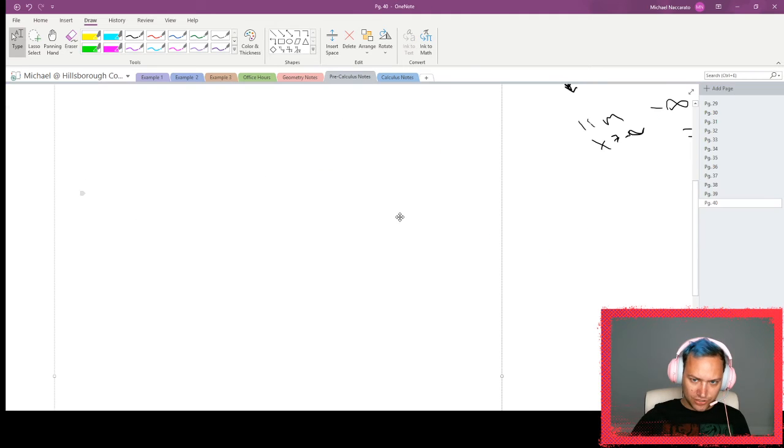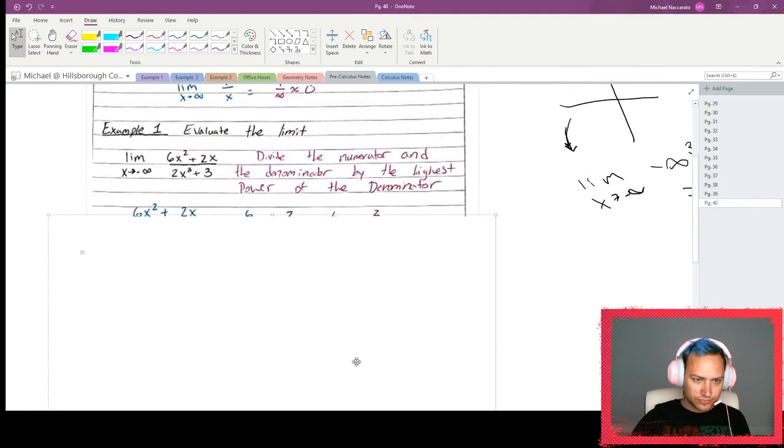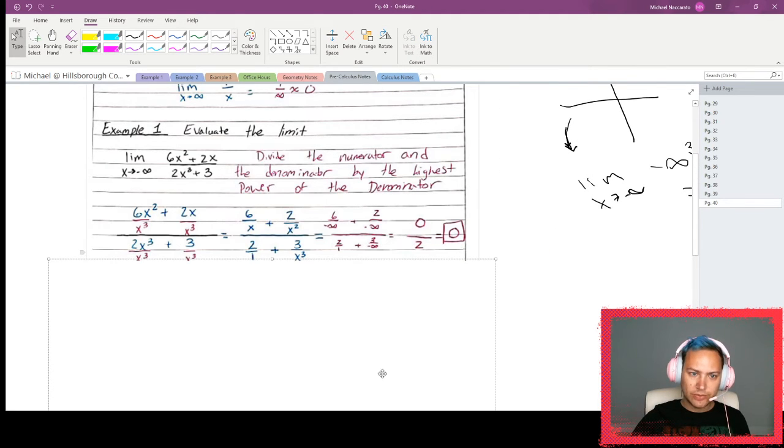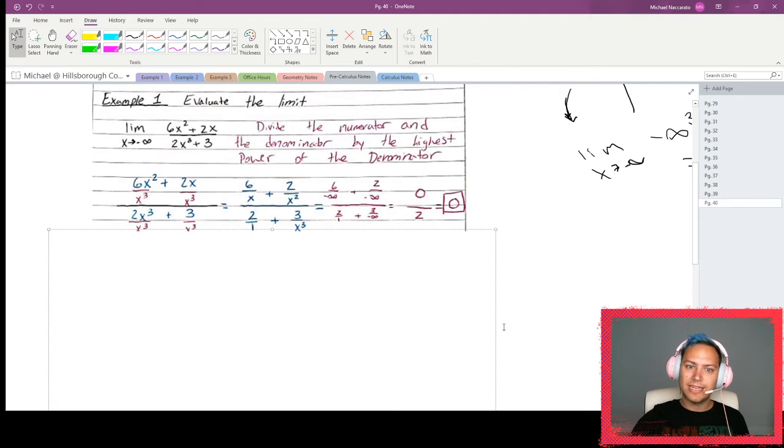So putting this up so you can look at it a little bit clearer. I put the directions on what I did. We divide the numerator and the denominator by the highest power of the denominator, and this is where we got. All right, let's look at example 2.